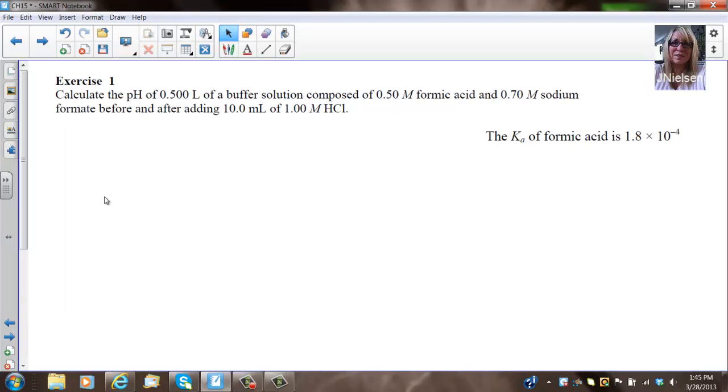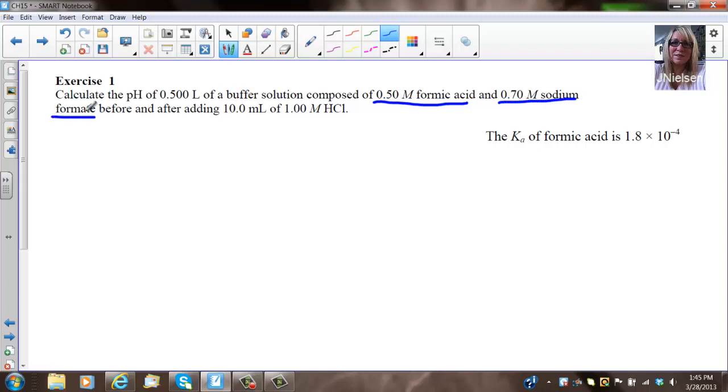So, calculate the pH of a 0.5 liter of a buffer solution composed of 0.5 molar formic acid and 0.7 molar sodium formate. So we're not interested in the sodium. And then we're going to add 10 mils of 1 molar HCl. So this is a little bit different. So first we have to figure out what's going on. They want the pH before and after adding 10 mils of HCl.